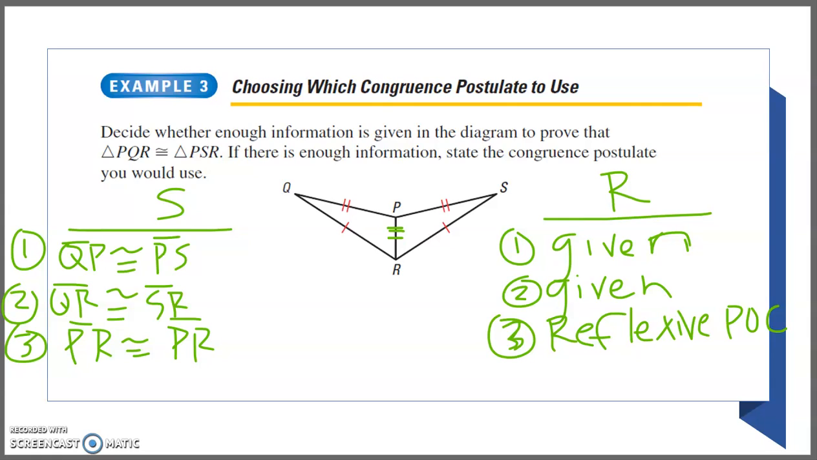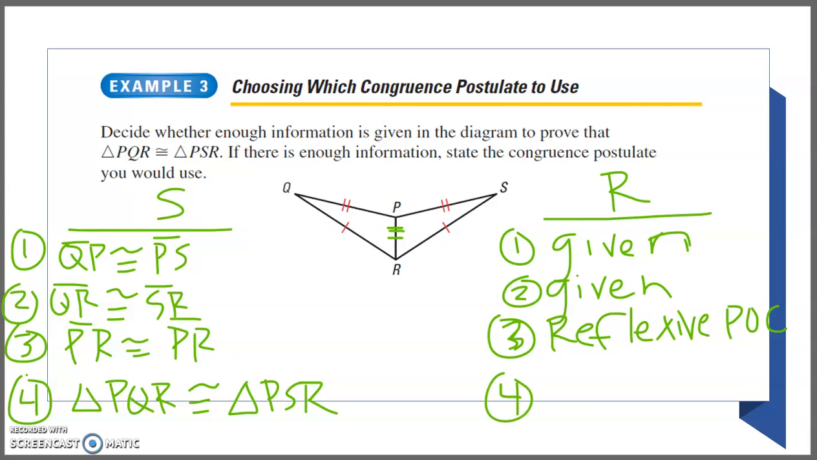All right, now we have 3 sets of sides that are congruent. So I think we are good to conclude that triangle PQR is congruent to triangle PSR by our side congruence postulate. All right, good work with that one.